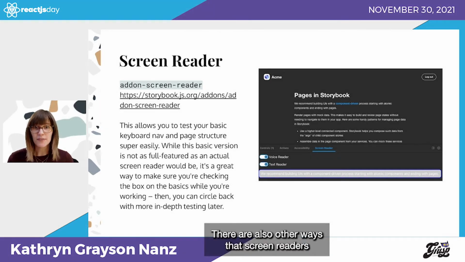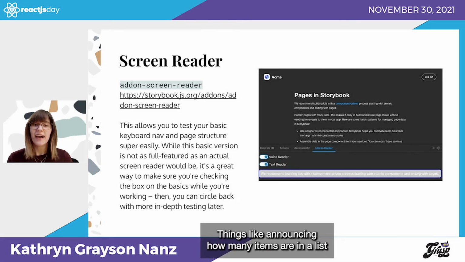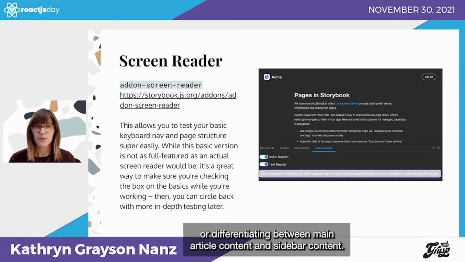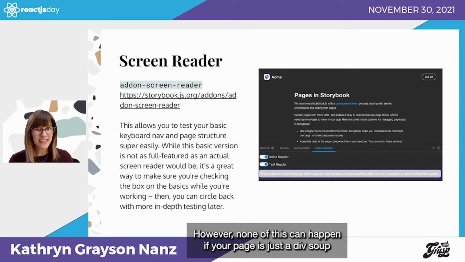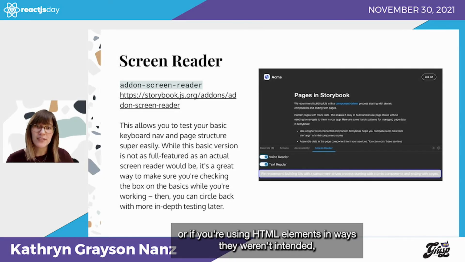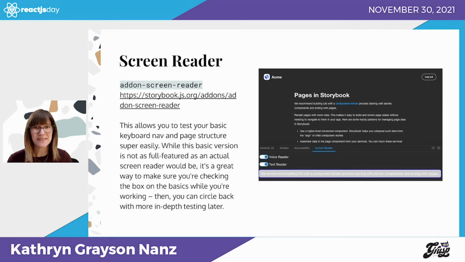There are also other ways that screen readers rely on semantic HTML in order to provide context to the user. Things like announcing how many items are in a list or differentiating between main article content and sidebar content. However, none of this can happen if your page is just a div soup, or if you're using HTML elements in ways they weren't intended, like tables for layout purposes and not data organization.